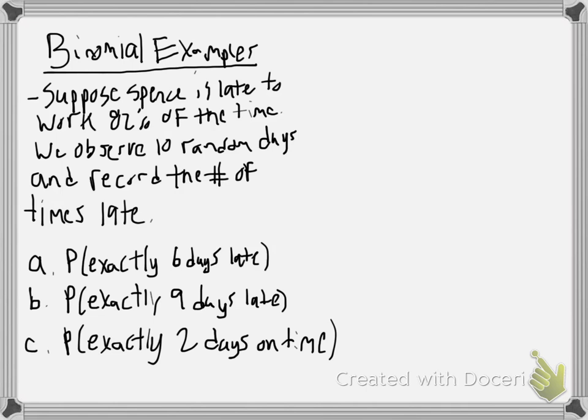So, in every binomial situation, we better have an n, which is the number of trials, a p, which is the probability of success, and an x, which is the number of successes out of n. So if we say, suppose Spence is late to work 82% of the time. We observe 10 random days and record the number of times that Spence is late. So remember, the number of times I can be late to work, if you observe me 10 random days, is anywhere from 0 to 10.